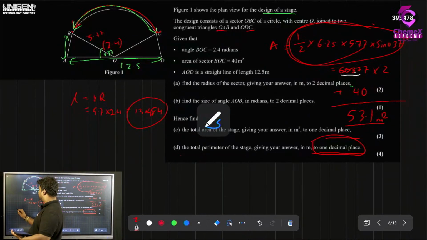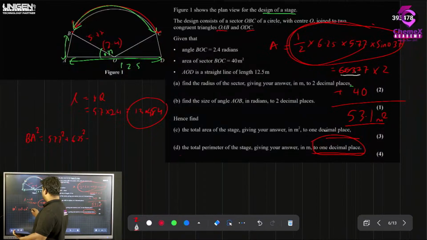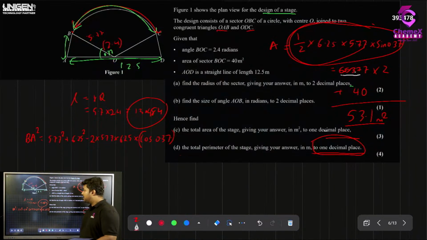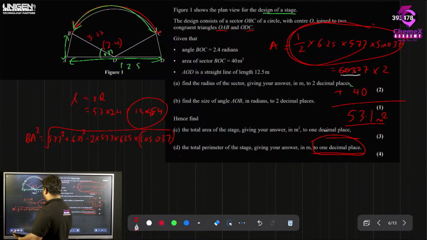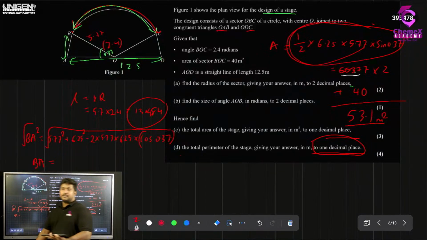To find BA, how do you get it? So BA squared is equal to 5.77 squared plus 6.25 squared minus 2 times 5.77 into 6.25 into cos 0.37. Do you have any doubts with this? After that, just type it in the calculator and root. You get the BA value. So BA distance actually.